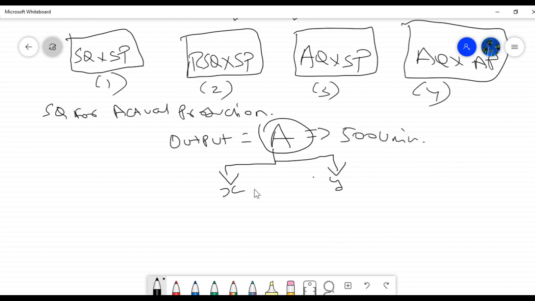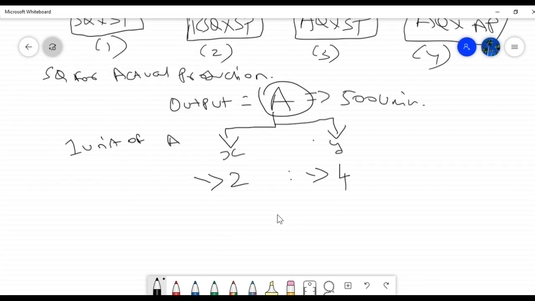So as per the question, what is the standard ratio? 2:4 for producing 1 unit of A. For producing 1 unit of A, they are spending 2 kgs of X, 4 kgs of Y. Then what about for producing 500 units? 500 into 2, 500 into 4. Then 1000 kgs of X, then 2000 kgs of Y.